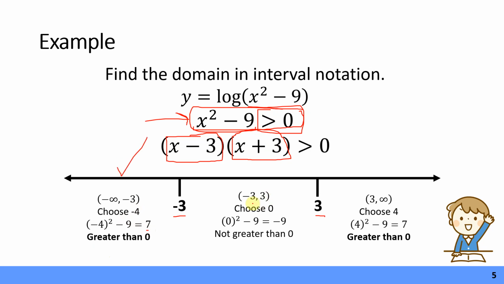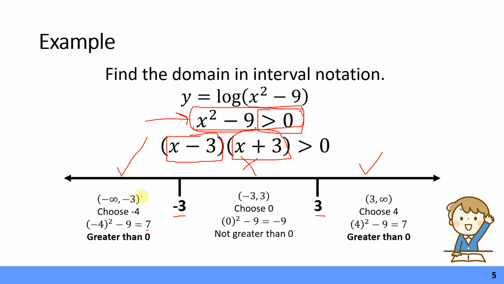Now, in my second interval, I chose 0. So 0 squared minus 9 gives me -9. -9 is not greater than 0, so this is not one of my answers. And then for my third interval, I chose the number 4. 4 squared is 16, minus 9 gives me +7. Again, I don't care about the number. It's positive, so it is greater than 0. So there we go, and that's it.